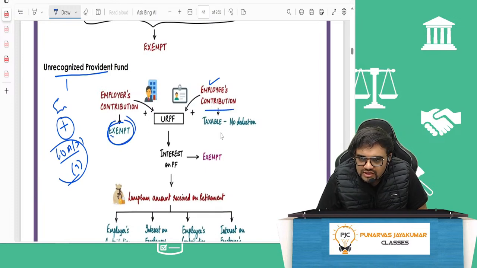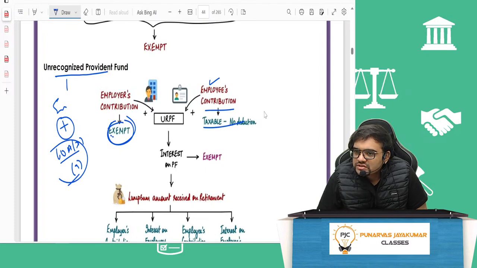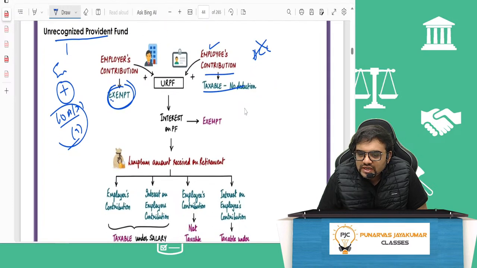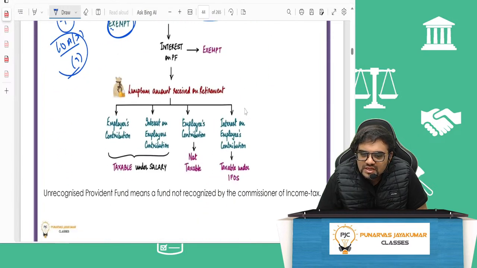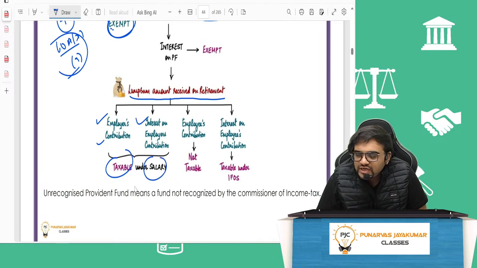Employee's contribution, no deduction under 80C also, nothing. Interest, okay, I'll exempt you, no problem. But what will be taxed? Deadly. The lump sum amount received on retirement. Employer's contribution, whatever the employer had contributed, is fully taxable for you. Interest on employer's contribution is fully taxable.